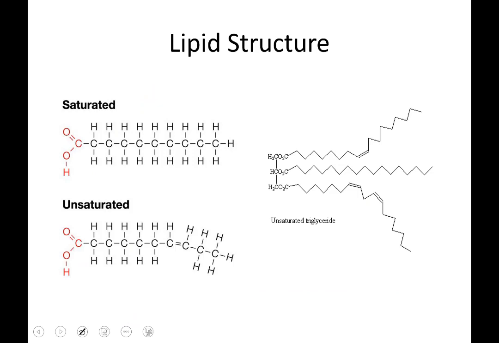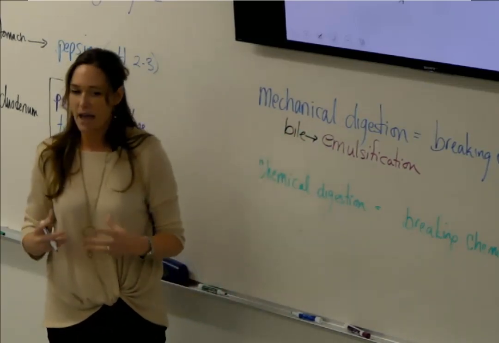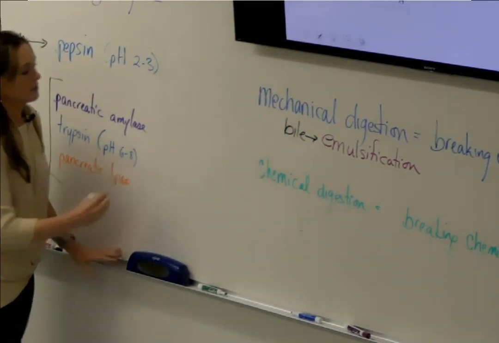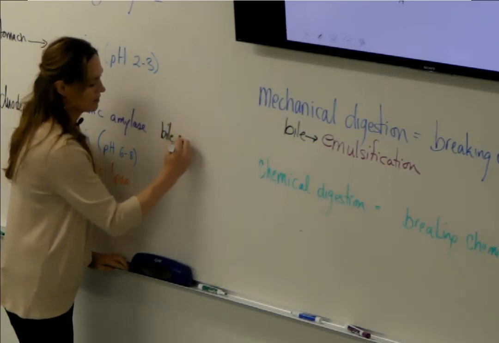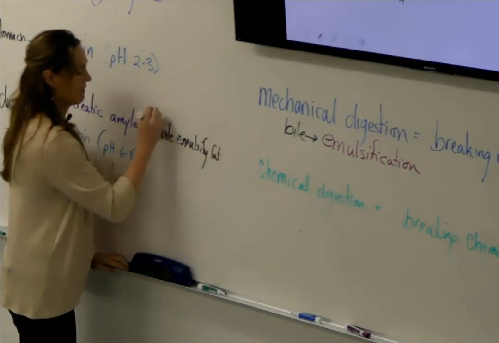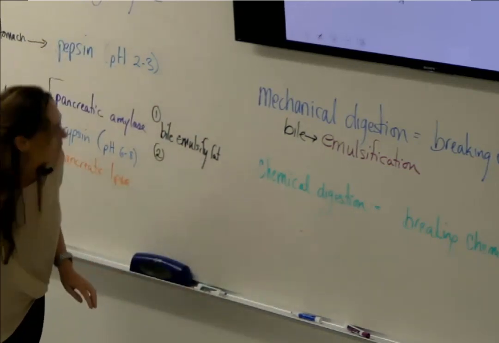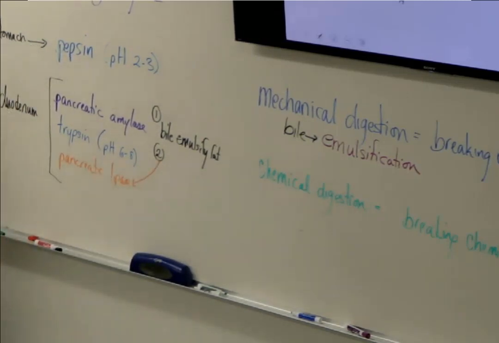Fats, a little bit different. So this is kind of what some fats look like. This is the point where we have bile, which is going to be the emulsifier. It's going to make fat go into smaller pieces, which actually happens here in the duodenum. So here we go, bile is going to emulsify fat. That's going to be step one for fat. And number two is going to be pancreatic lipase. We'll chemically digest fat, but that's all going to happen here in the duodenum.